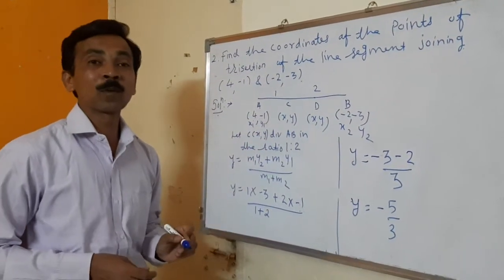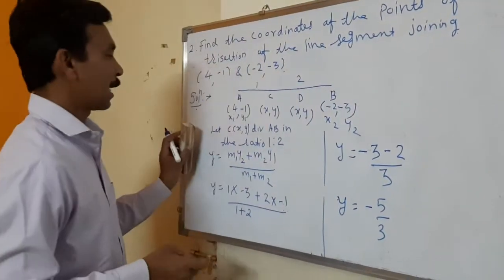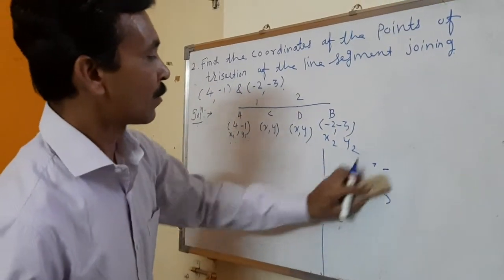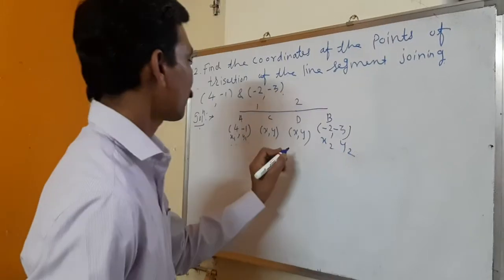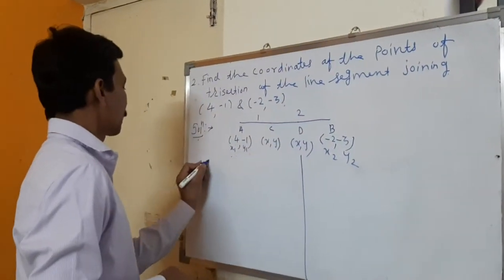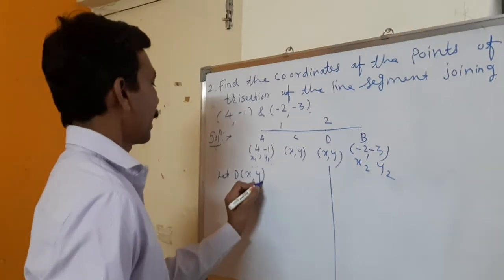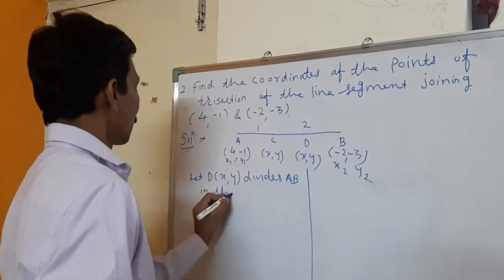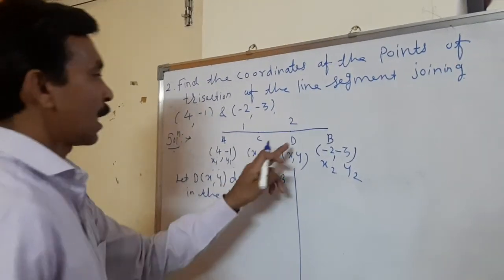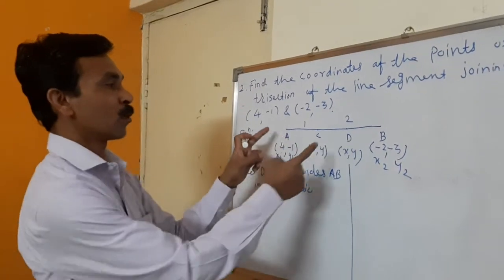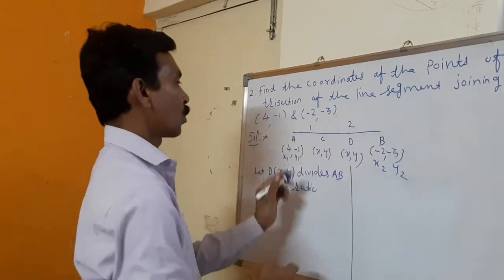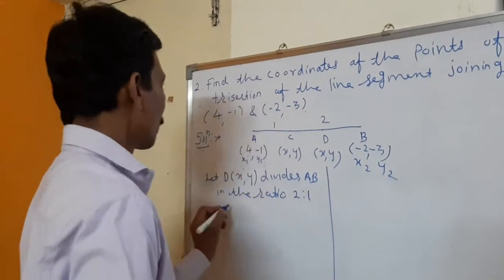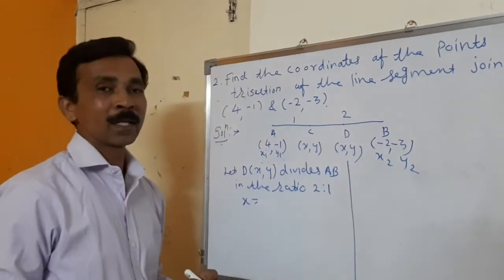Now we have to find the coordinates for point D. I'll rub this and then I'll write. Let D x comma y divide AB in the ratio. As I have to find the coordinates of D, ratio will be 2 is to 1 because still here there are two parts. So ratio will be 2 is to 1. Again I will find for x and y using section formula.